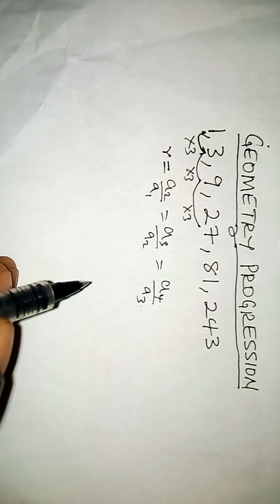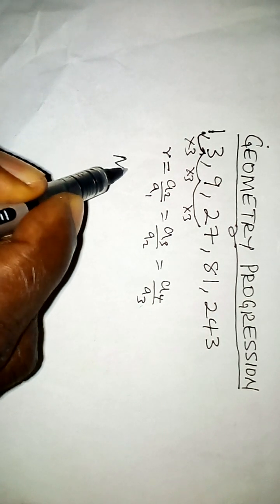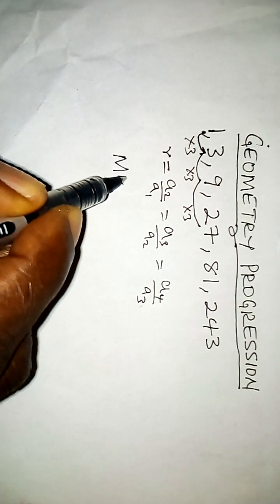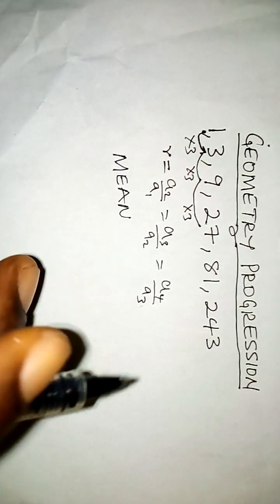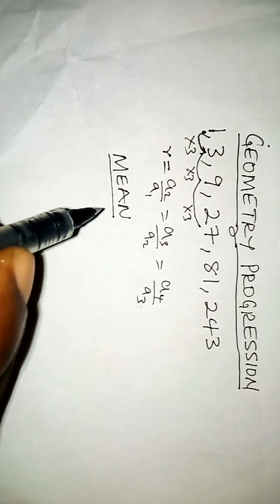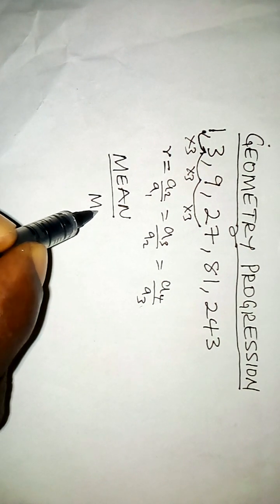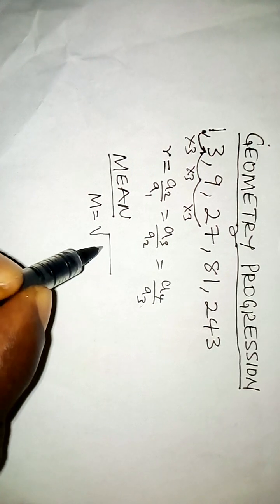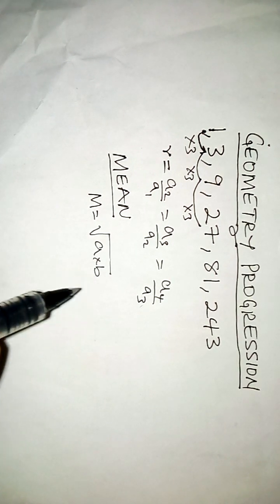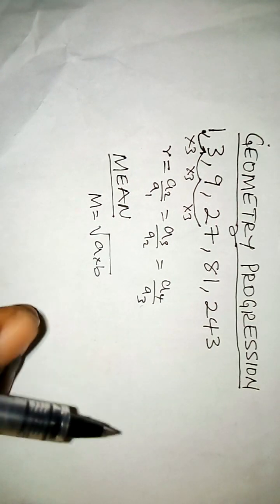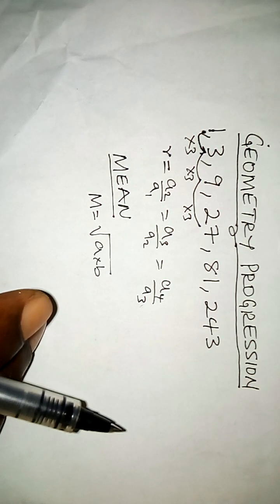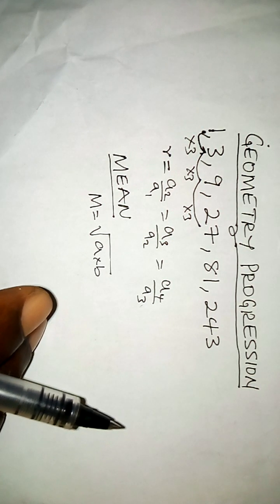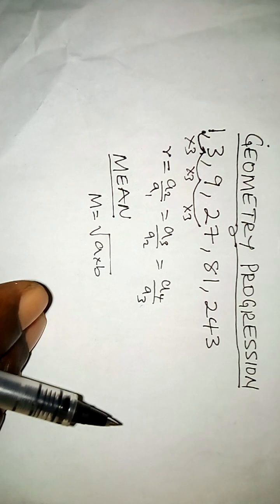Now let us talk about the mean, how to calculate the mean when we are dealing with geometry sequence. The mean is simply the square root of A multiplied by B, where A and B are the two terms under consideration. Now let us quickly solve an example.